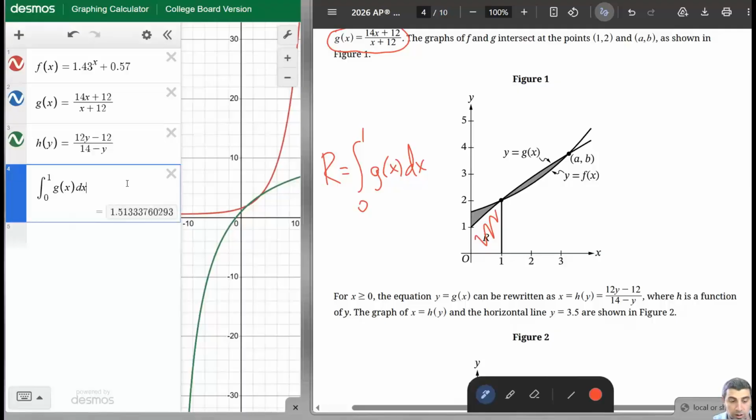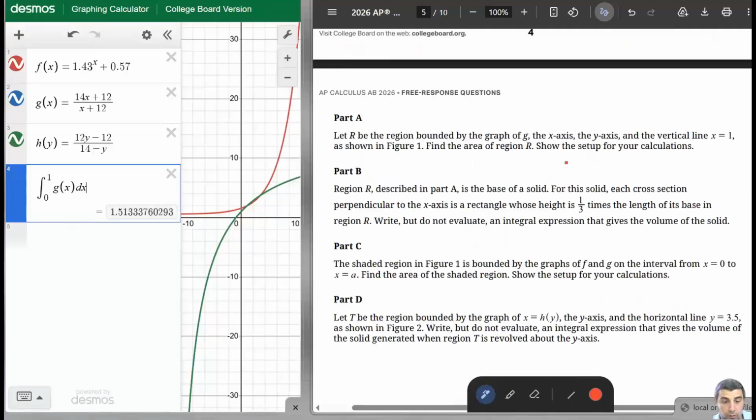I've already entered g in Desmos, so I can compute it very quickly. And I get 1.513. For your work, all you have to do is write down the integral. You can use function notation and then the answer. And make sure your answer is accurate to at least 3 decimal places.